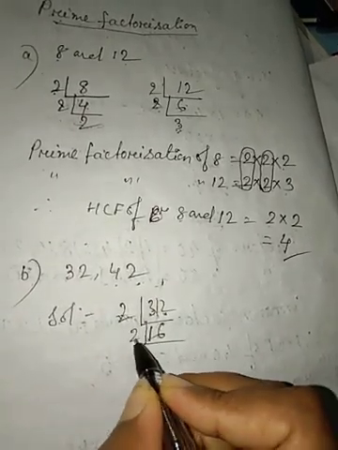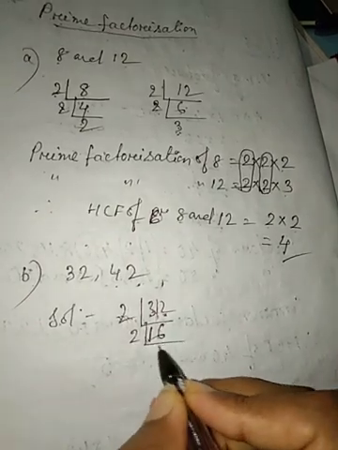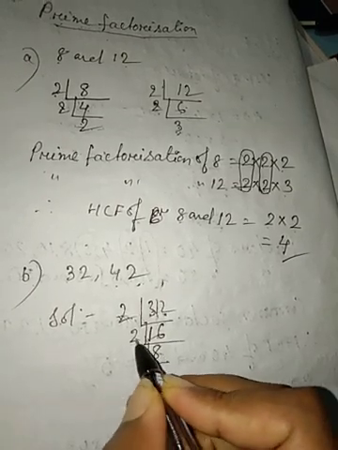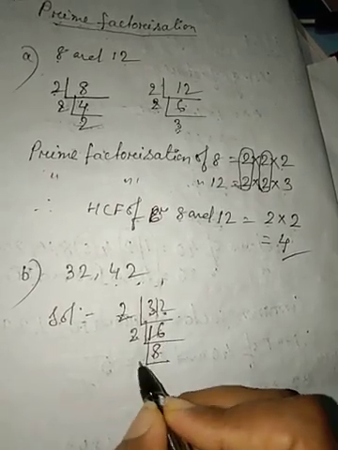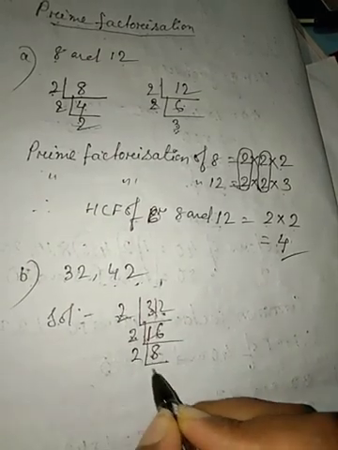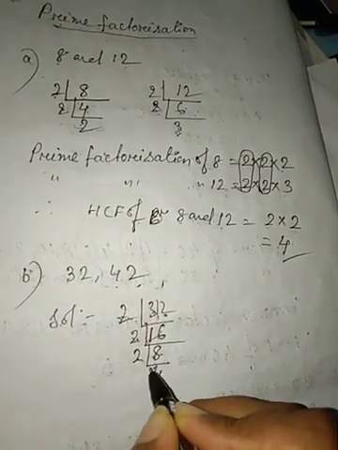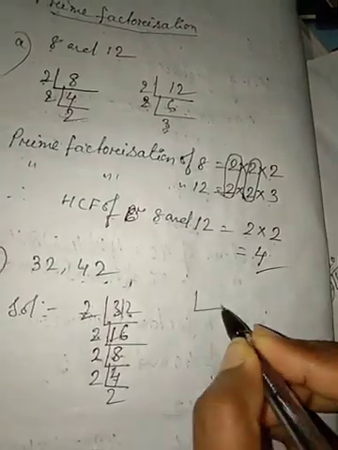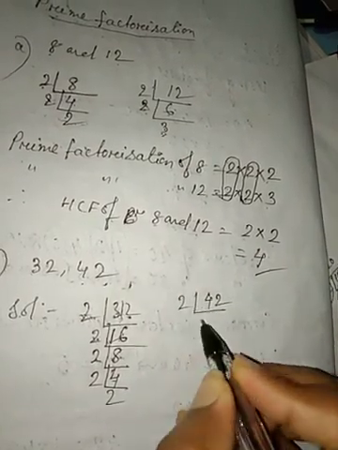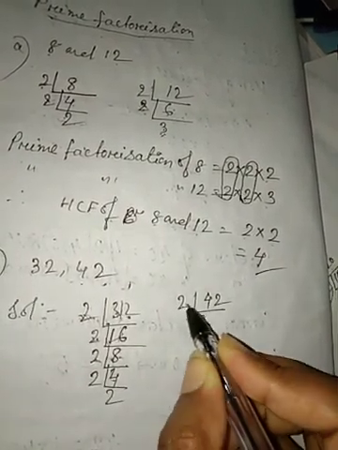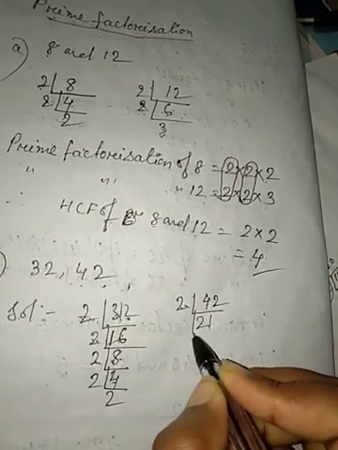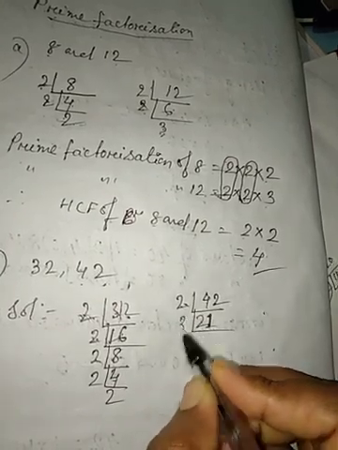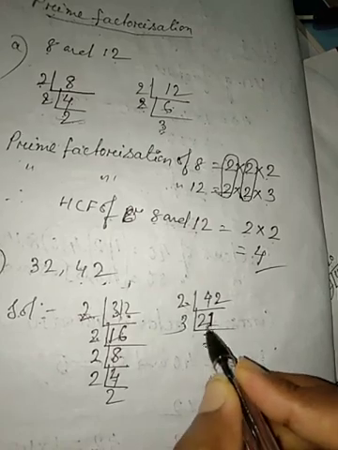Now we divide this 16 by 2, because 16 is also divisible by 2. 2 8s are 16. Then 8 is divisible by 2. 2 4s are 8. 2 2s are 4. Now see 42. How do we find it? 2 2s are 4, 2 1s are 2. Next, 21 is not divisible by 2, so I take 3. 3 7s are 21.